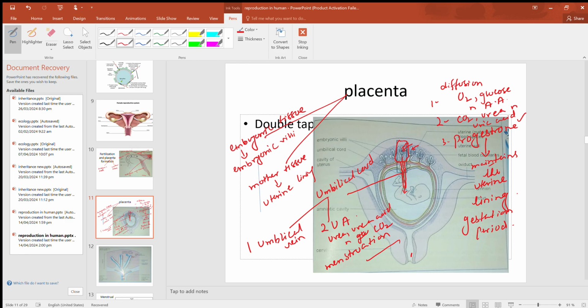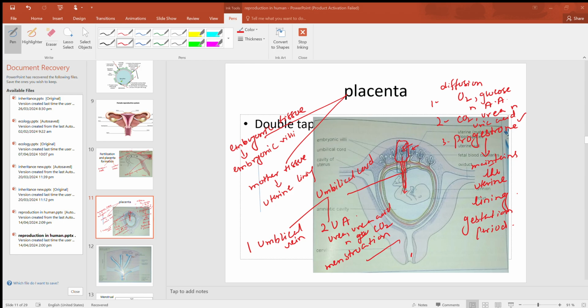Now, one more important thing is that blood entering the placenta from the mother does not mix with the embryo's blood. Now, why is it important? It is important because the mother and embryo may have different blood groups. So as the mother and fetus may have different blood groups, it may cause agglutination. Number two, because high blood pressure of the mother may kill the fetus.